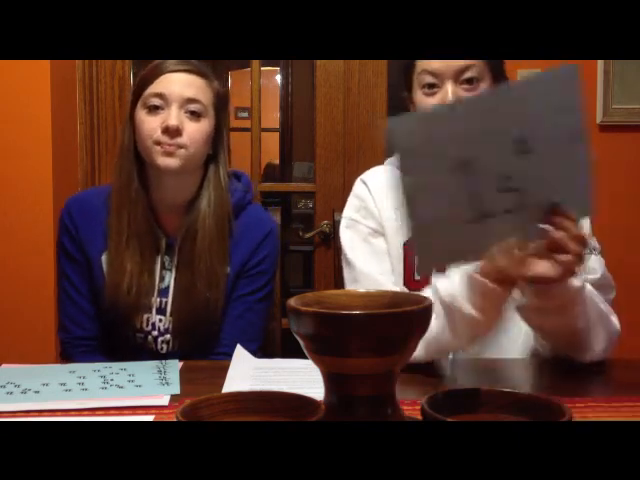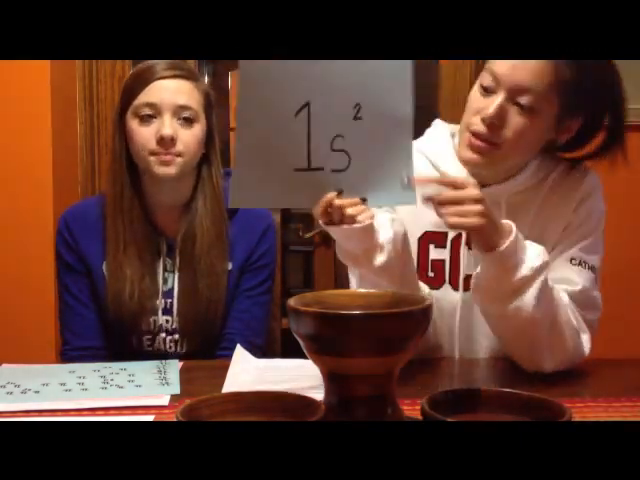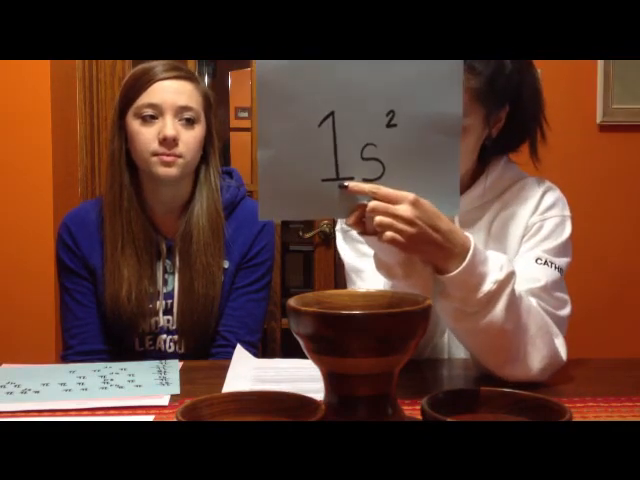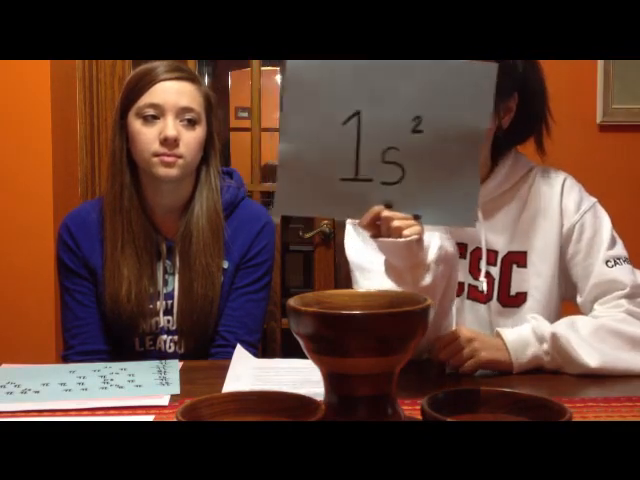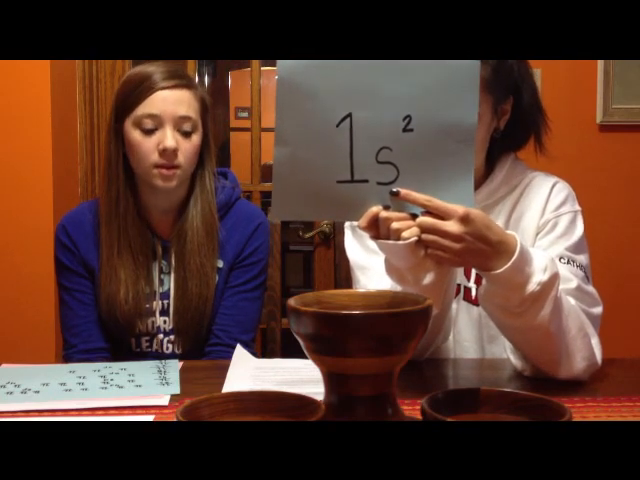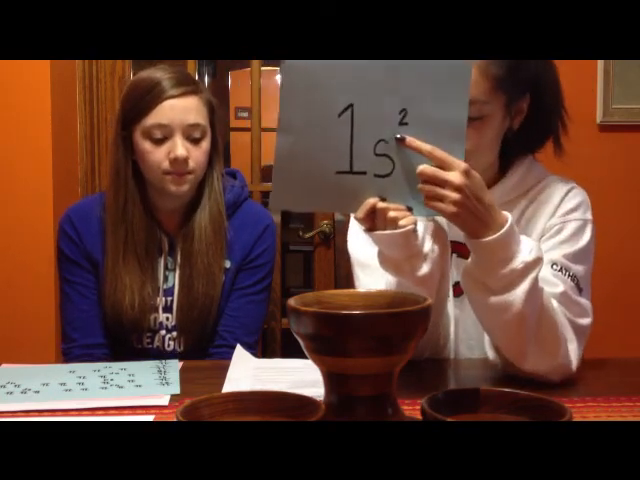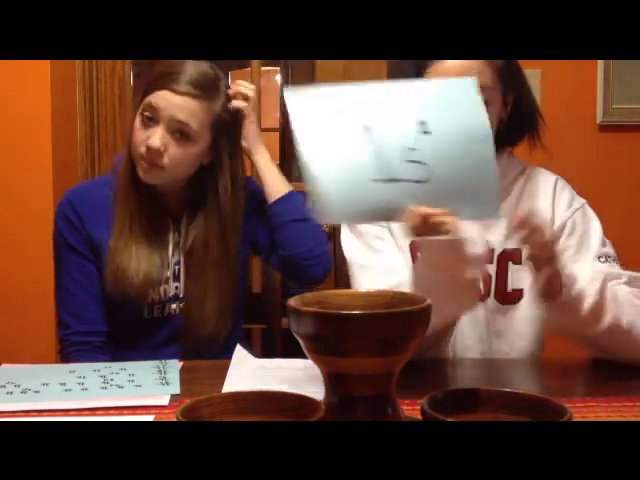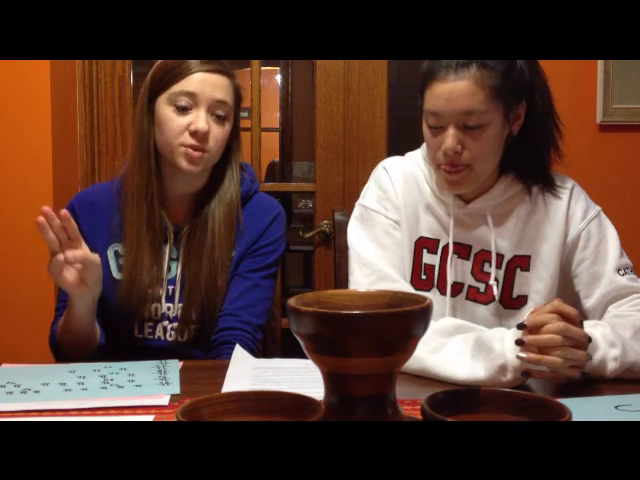For example, 1s2. The 1 represents the energy level or shell. The s represents the type of orbital or the shape, and the 2 represents the number of electrons in the orbital. Now, when completing these diagrams, you have to consider three important principles or rules: the Aufbau principle, the Pauli exclusion principle, and Hund's rule.